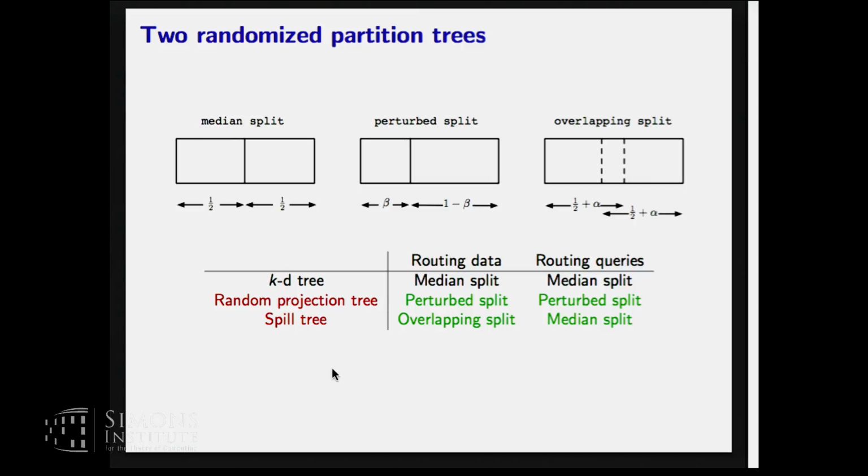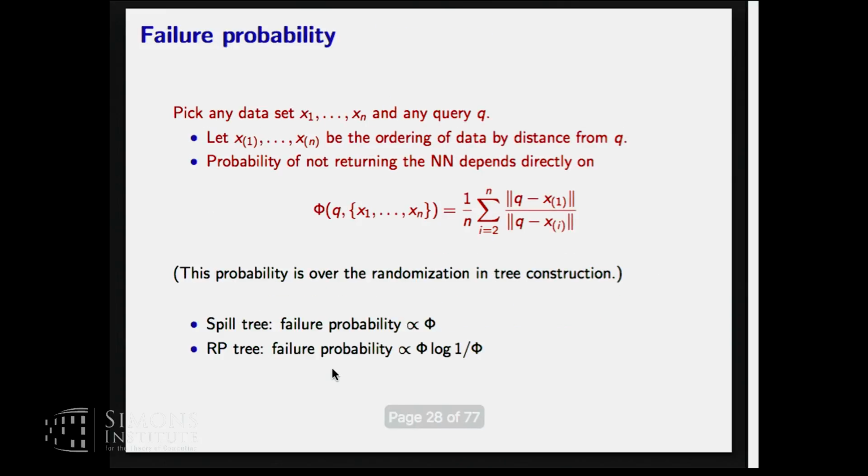So I'll be talking about the spill tree, but roughly the same thing holds for the other one as well. The interesting thing is that you can give a bound that makes no assumptions about the data. Pick any data set you like, x1 through xn, any query you like. Now let's imagine that we have ordered the points by their distance from the query. So x1 is the closest point, xn is the furthest point. The probability of failure depends crucially on this quantity.